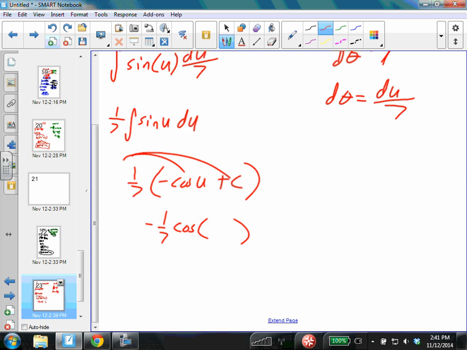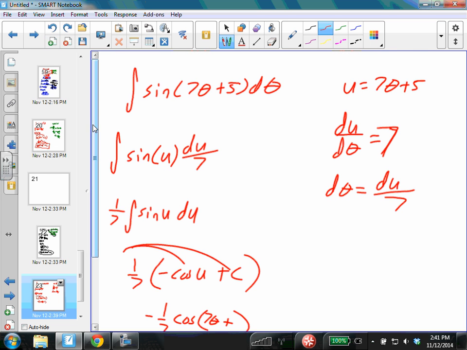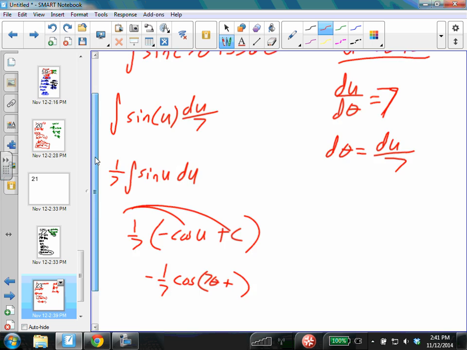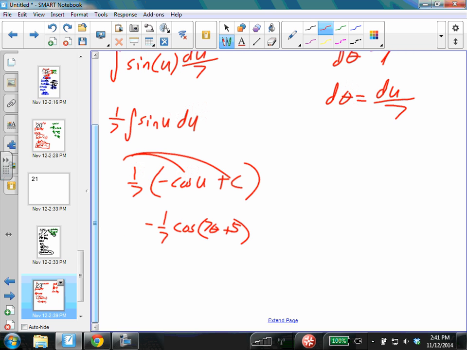And I'm going to go ahead and plug in for my u. My u was 7 theta plus, what was it? Yeah, 7 theta plus 5. So I'm going to go ahead and trade that in for u. Negative 1/7 cosine of 7 theta plus 5 plus my constant, because 1/7 times a constant, remember, will just make another constant. Okay, so it's not going to change the fact that we're dealing with a constant there.